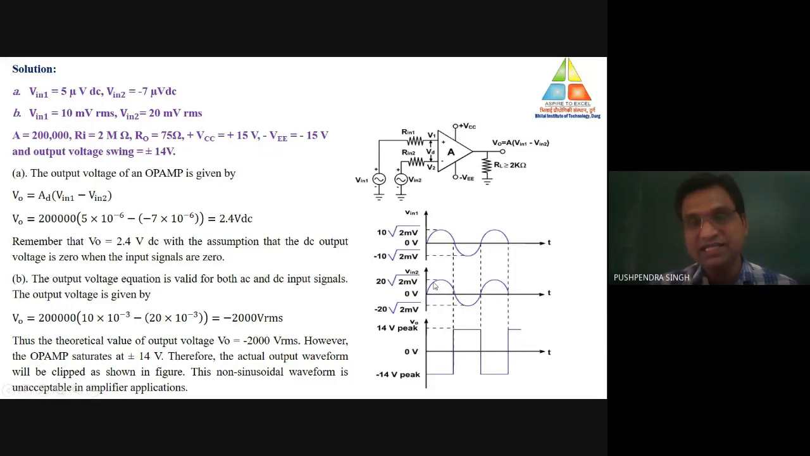Whenever the input signal is at the positive half cycle, our output signal starts from the negative half cycle. And when the input signal is at the negative half cycle, the output will be at the positive half cycle. But due to the fast change in the value of output, you get a square wave. How much would be the amplitude of that waveform? It's the saturation voltage.